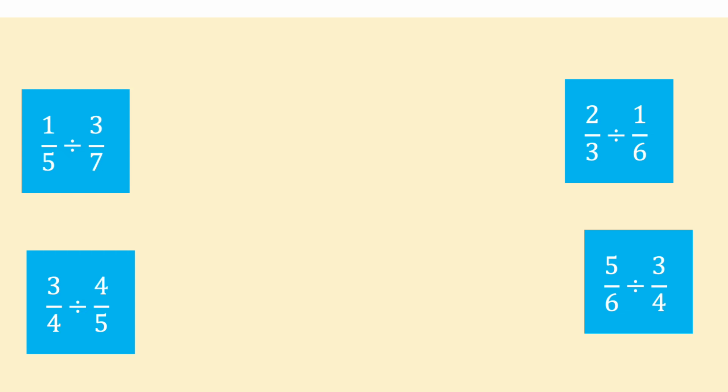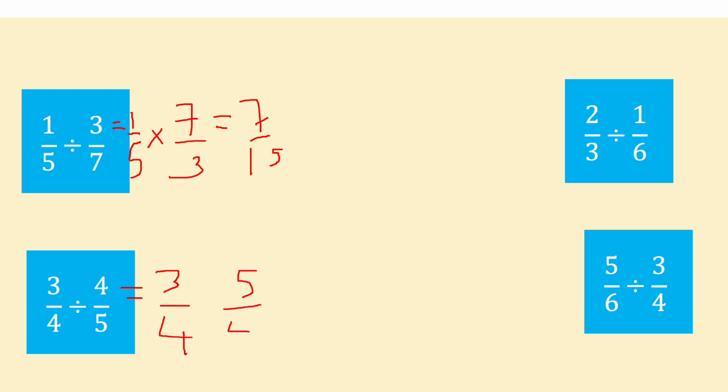Okay, so 1/5 divided by 3/7. So keep the first fraction the same, flip the second one, and then just times. 1 times 7 is 7, and 5 times 3 is 15. Next one, 3/4 divided by 4/5. So I keep the first fraction the same, flip the second one, and then I just times again. 3 times 5 is 15, 4 times 4 is 16. Okay, so that's my answer for that one, guys.